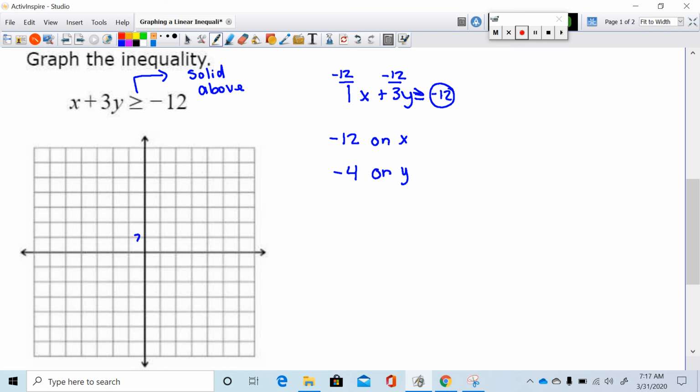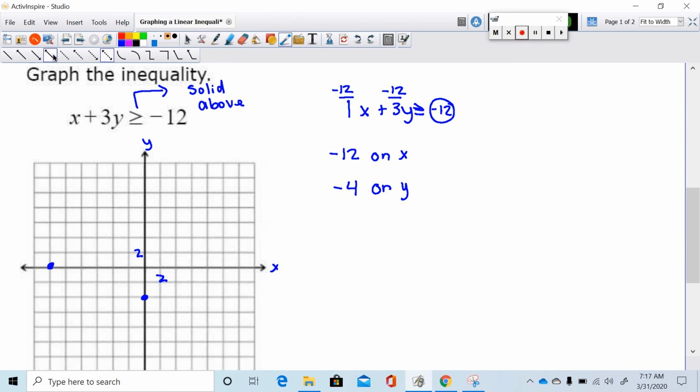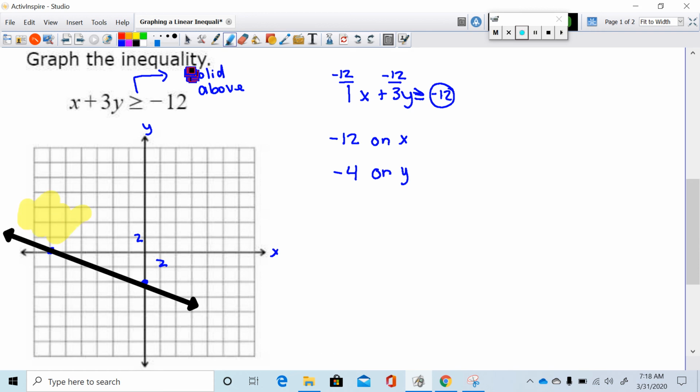So again, I'm going to count by 2's. Negative 12 on x, 2, 4, 6, 8, 10, 12, and negative 4 on y, 2, 4, and I said I'm going to use a solid line. Connecting these dots. And greater than means color above it. Less than means color below. All right.